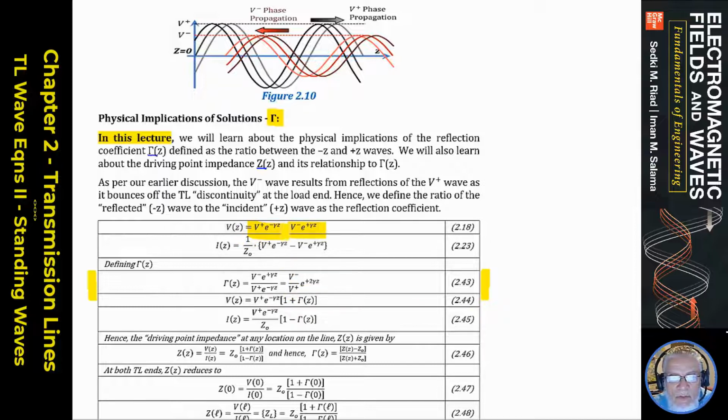All right, so based on that definition, I go back to this expression and take V plus e to the minus gamma z as a coefficient, and I'm left with 1 plus this ratio, which becomes gamma of z. And I of z will be a similar thing: it will be 1 minus gamma of z. So with that, my expression now doesn't have a V minus anymore, because the V minus is now expressed in terms of gamma and V plus. All right, 1 plus gamma, 1 minus gamma. These are the expressions for the voltage and current in the frequency domain.